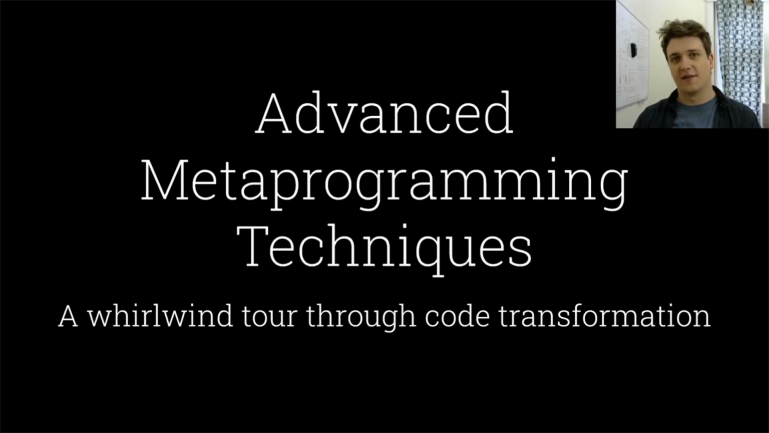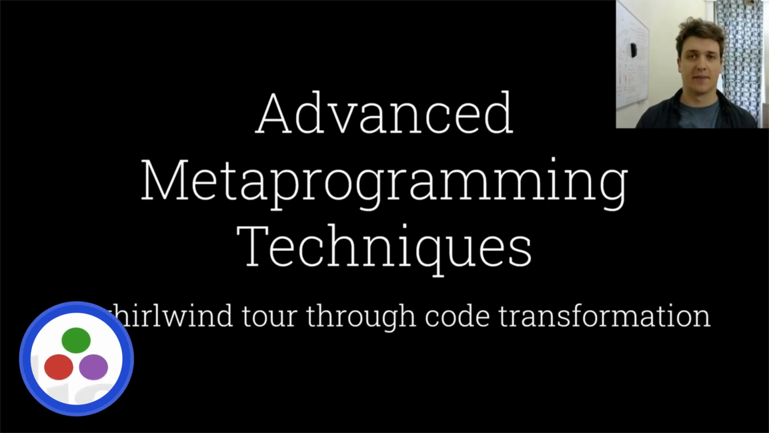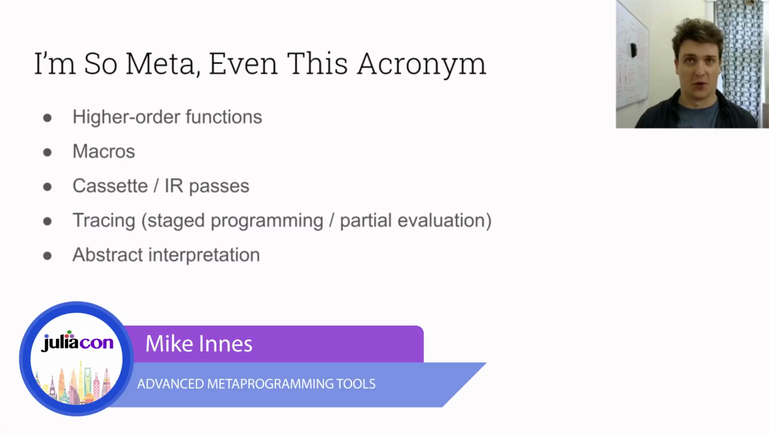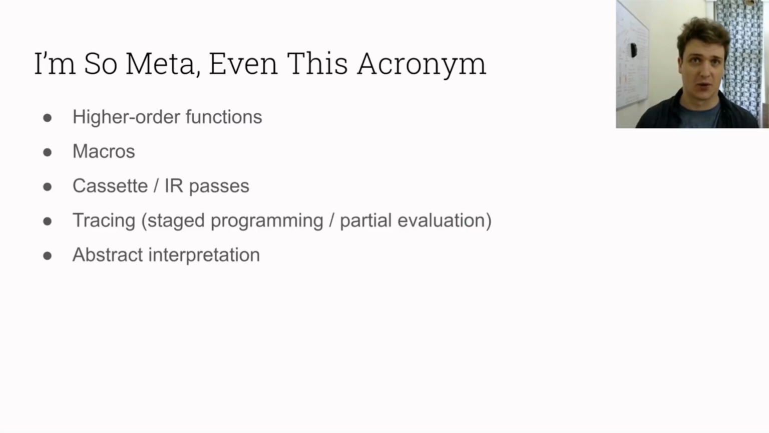Hi everyone, thanks a lot for joining me on this tour of the wonderful world of code transformation and metaprogramming in Julia. Now, metaprogramming can be a bit of an overwhelming topic, especially in Julia. I think we have a lot of different options, probably more so than many other programming languages, all the way from creating abstractions by using the language normally, which is quite powerful, to almost building your own compilers.